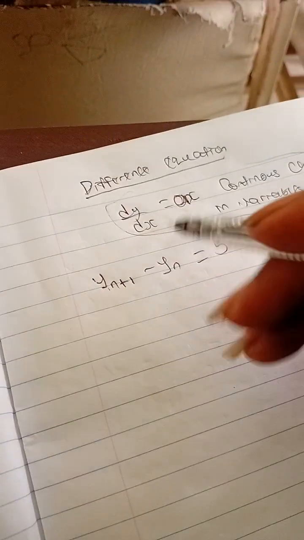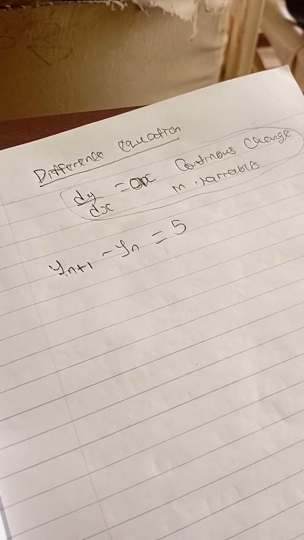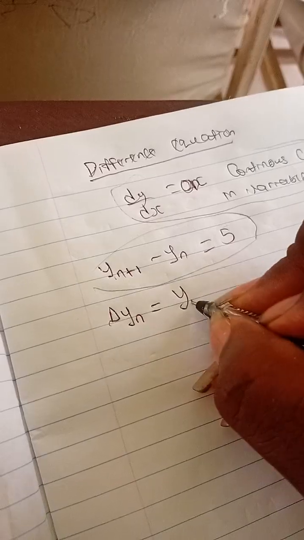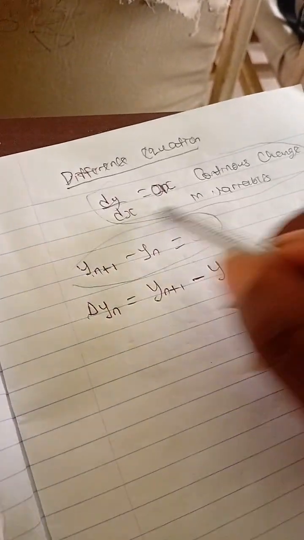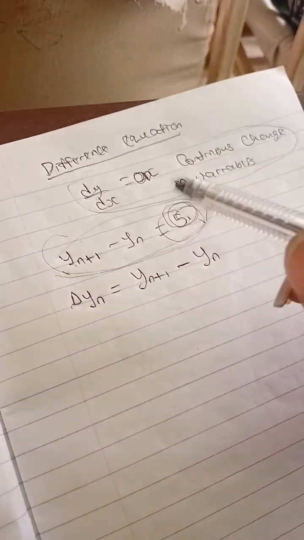But for a difference equation, it can change in steps, like population in a year. The change is in steps, not continuous like an ODE. Do we get that? So if we have an equation like this, it means this value changed by 5 when n increased by 1. So we have our change in yn equals y(n+1) minus yn. Using this analogy, this is our change in yn. So change in yn equals this minus this.